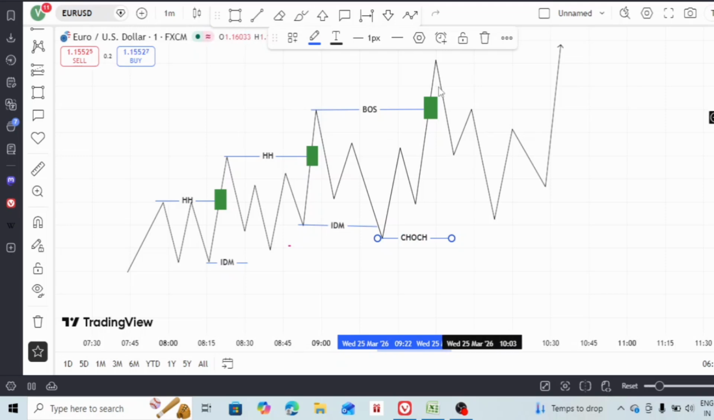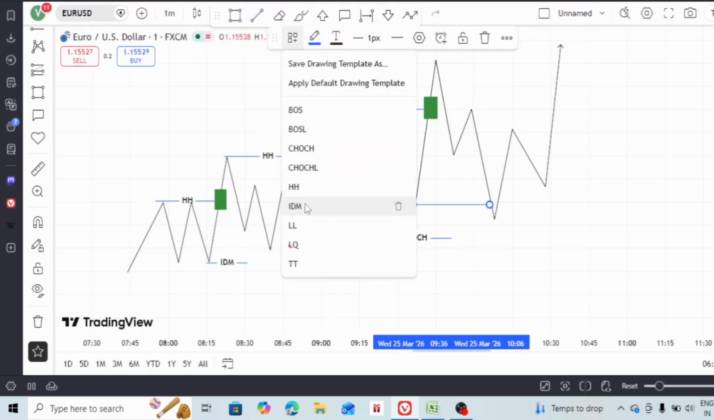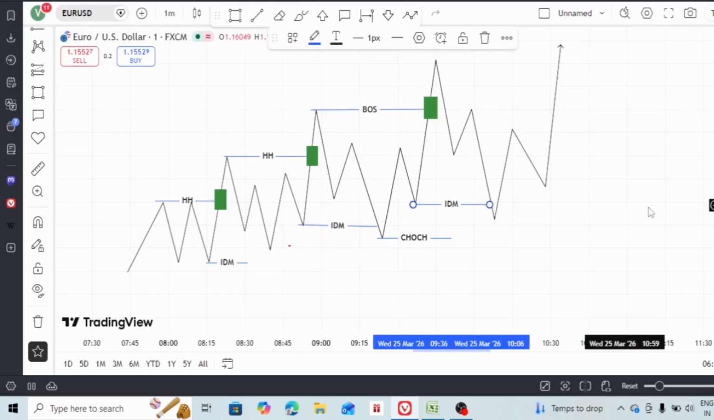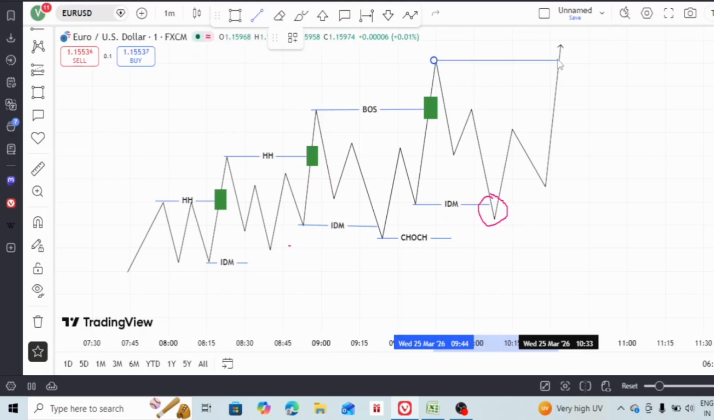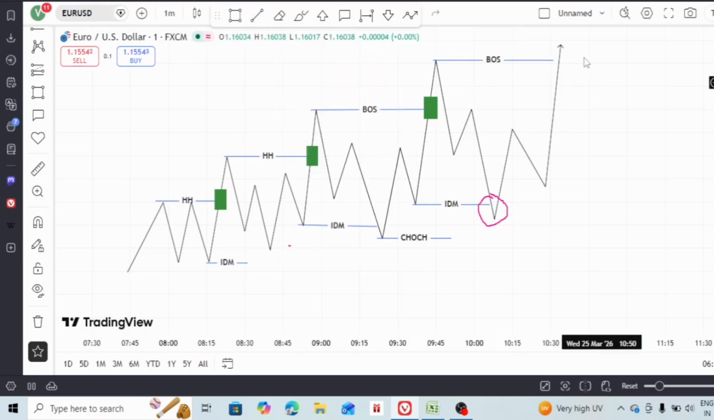Here we also have a pullback. This is our inducement, as we have the confirmation with the body candle. After mitigating the inducement, we find our break of structure. So it's just repeating. This is our break of structure level. If the break of structure has been confirmed, with the breakout confirmed by the body, then the lowest point will be our change of character.